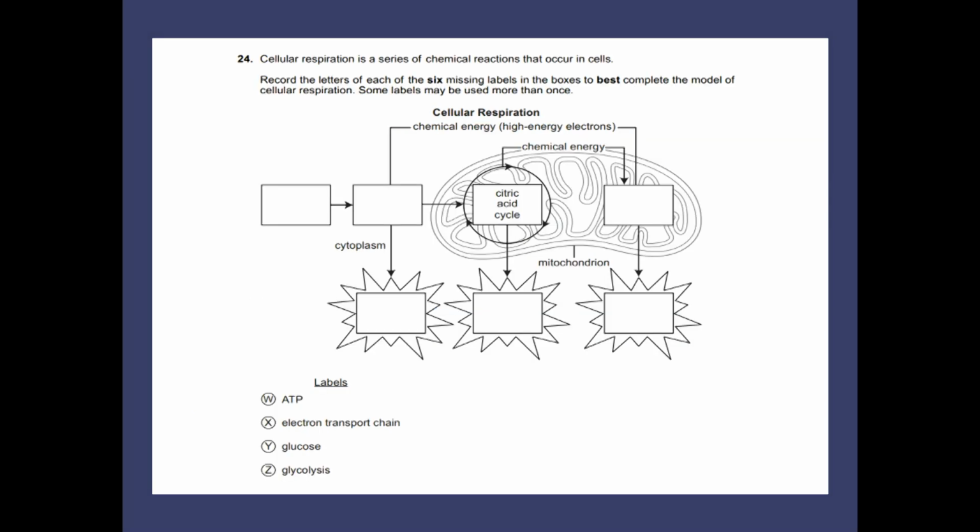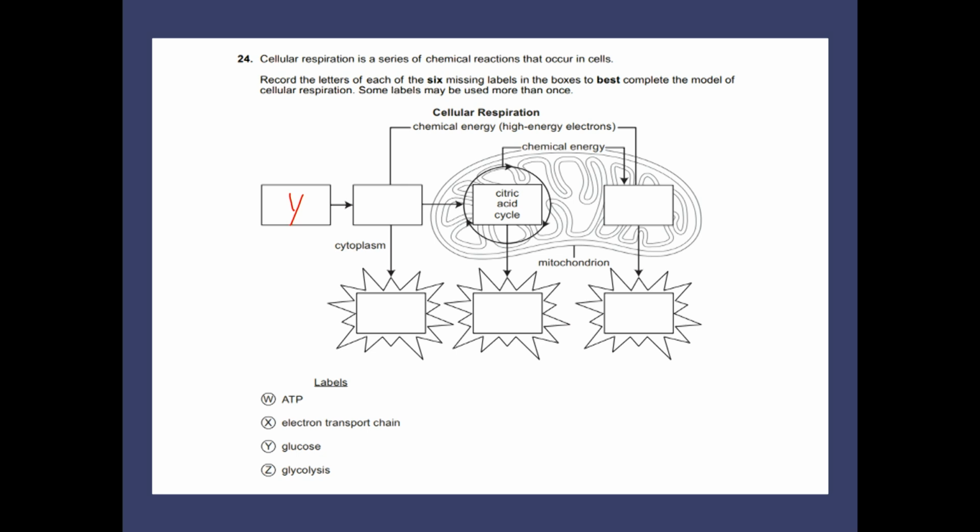Okay, so for here, this is cellular respiration, and we're going to need to label some of these different boxes here. So let's see if we can come up with something here that we like. All right, cellular respiration is a series of chemical reactions that occur in cells. Record the letter of each of the 6 missing labels in the boxes to best complete the model of cellular respiration. Some labels may be used more than once. Okay, so let's start from left and we'll work our way into the right. So this whole process, cellular respiration, whether you have oxygen or not, it always starts with glucose. Glucose is really, really important. So that first box over there is going to be glucose.